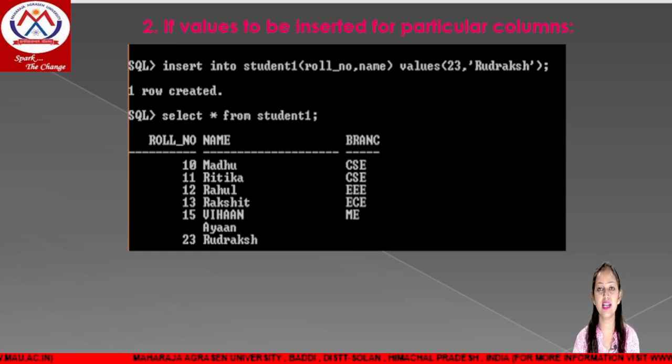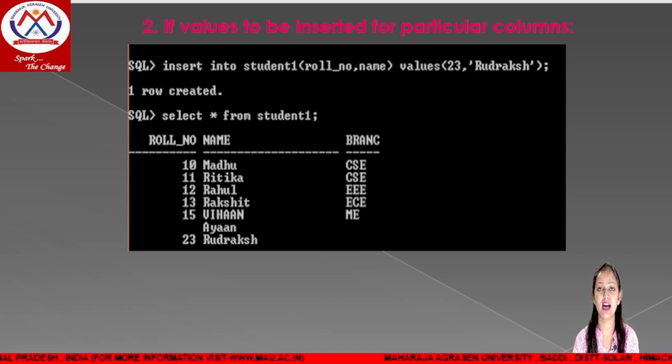So how will we write the insert command? The command would be modified like insert into table name. What is the table name? Student 1. Yes. So student 1, and then what are the attributes known to us? That is roll number and name. So we will mention here roll number, comma, and then name, parenthesis closed.